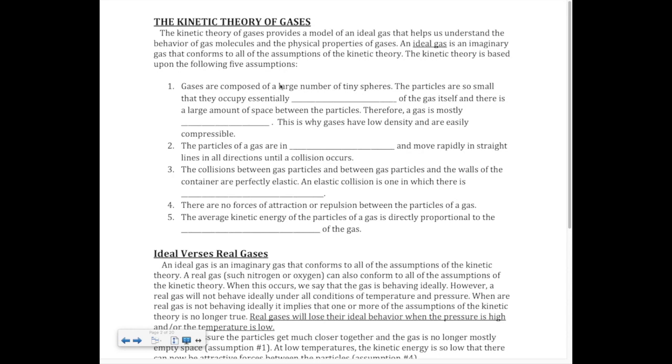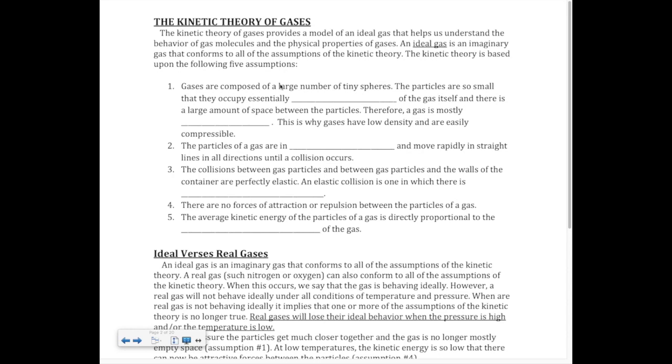I will be reading the notes. You may skip ahead as you need to, but I'm just reading for those who need to hear the words. So the kinetic theory of gases provides a model of an ideal gas that helps us understand the behavior of gas molecules and the physical properties of gases. An ideal gas is an imaginary gas that conforms to all the assumptions of the kinetic theory. The kinetic theory is based upon the following 5 assumptions.